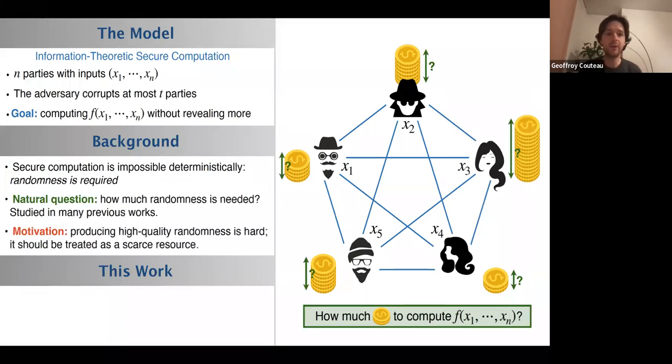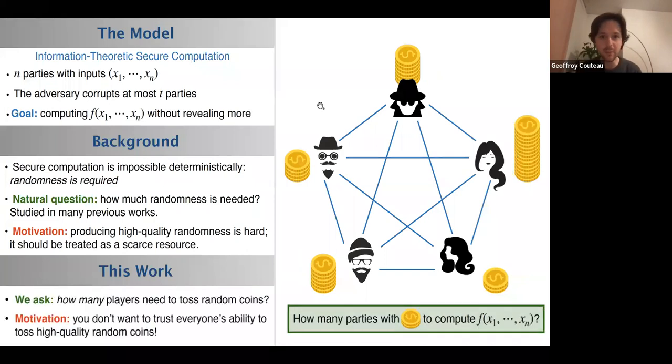And the motivation for that is that it's not always easy in the real world to produce high quality cryptographic randomness. You need to use a proper piece of code. You need to use a good randomness generation strategy. So it's natural to treat randomness as a scarce resource and to attempt to minimize how much of it we need.